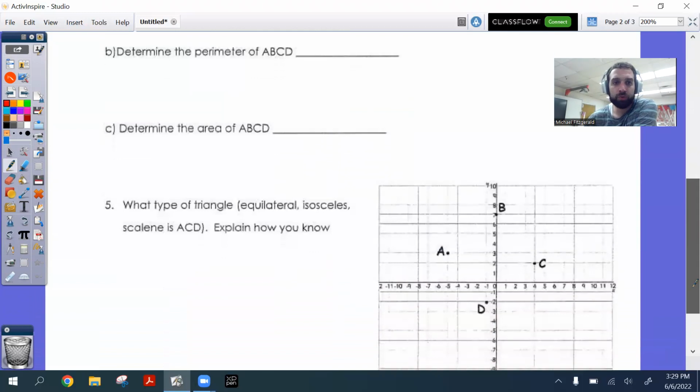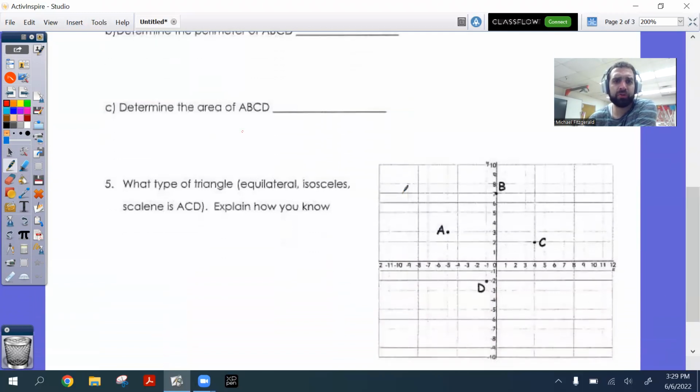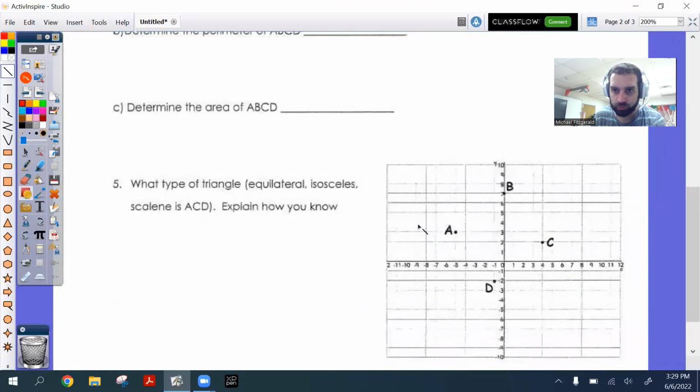All right. What type of triangle is this triangle? Explain how we know. It's ACD. Man, this is a bit rough. Let me get my straight line tool. ACD, so we're forgetting about B. Didn't know these were going to be that big. All right, so if you just guessed once you saw this, then I'm sorry, you're just wrong. You can't do that.